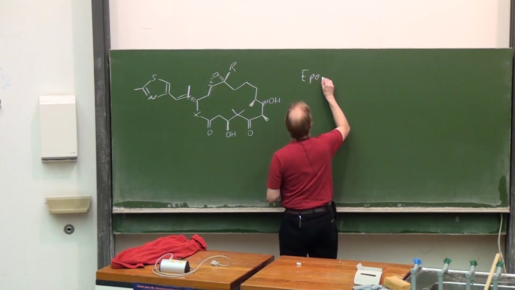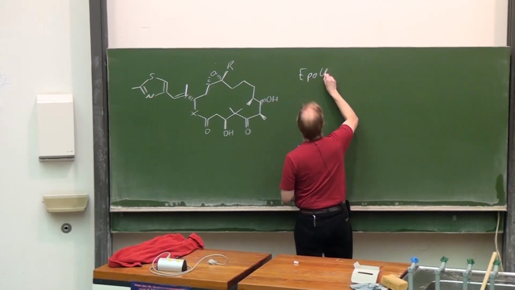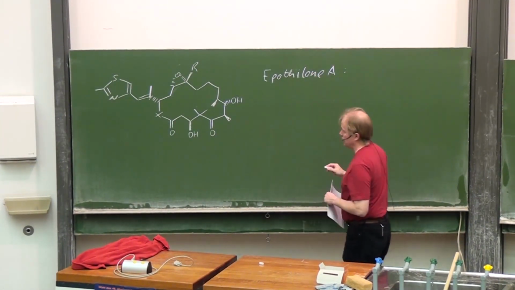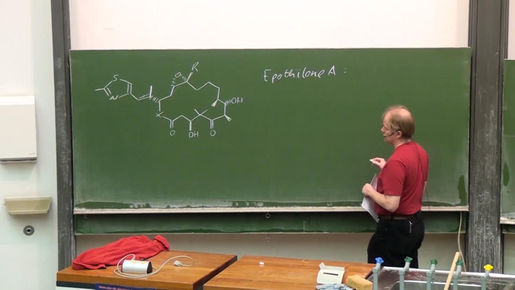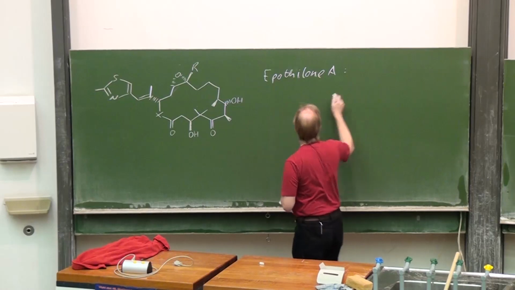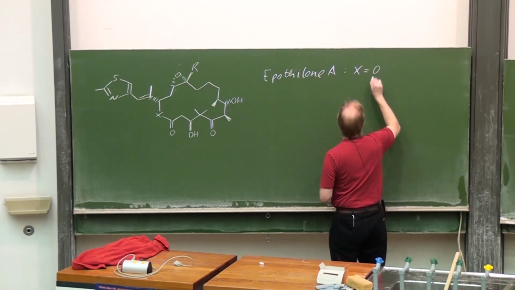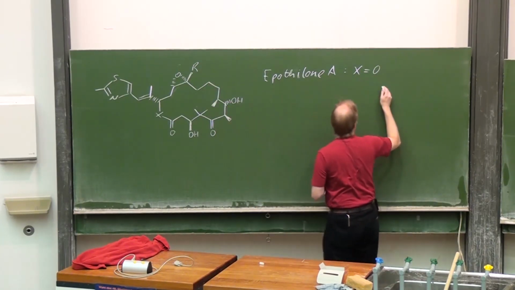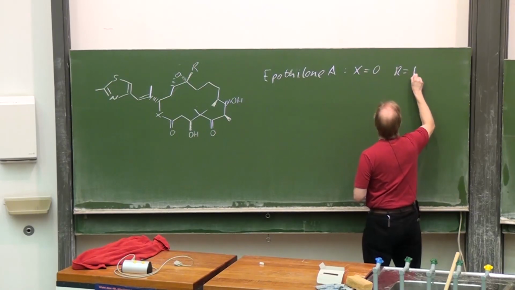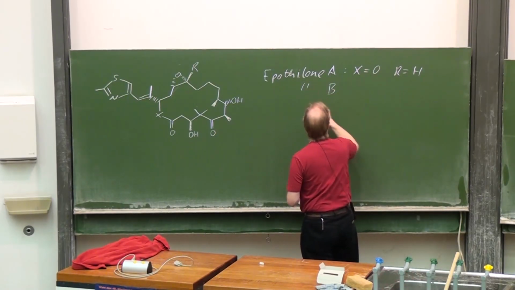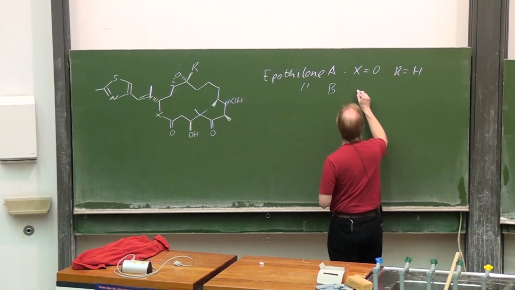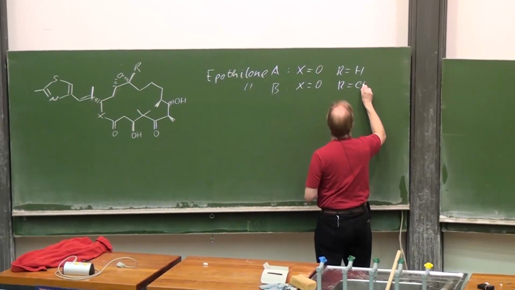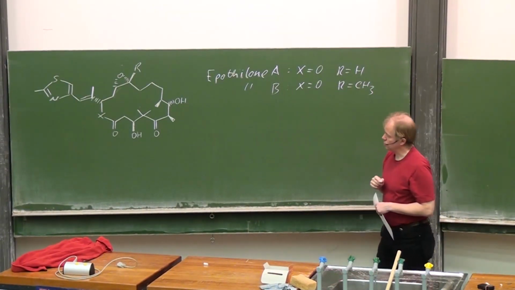So, to be precise, for Epothilone A, X is an oxygen, so we are dealing with a lactone, and R is just a hydrogen. Epothilone B: X again oxygen, and R is the CH3 group.